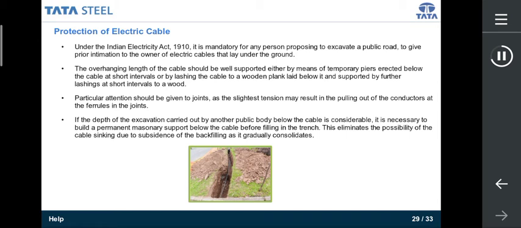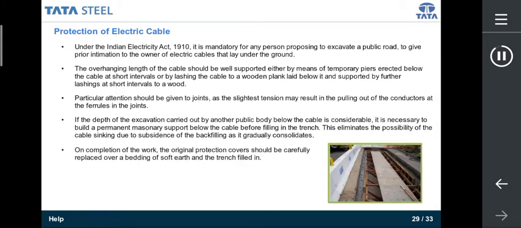If the depth of the excavation carried out by another public body below the cable is considerable, it is necessary to build a permanent masonry support below the cable before filling in the trench. This eliminates the possibility of the cable sinking due to subsidence of the backfilling as it gradually consolidates. On completion of the work, the original protection covers should be carefully replaced over a bedding of soft earth and the trench filled in.